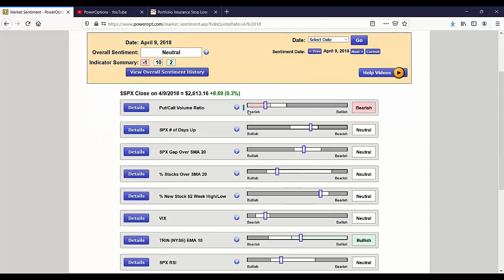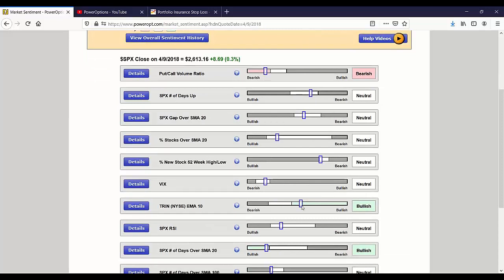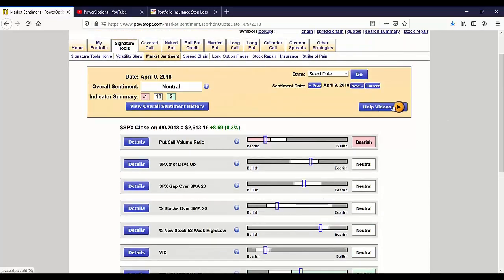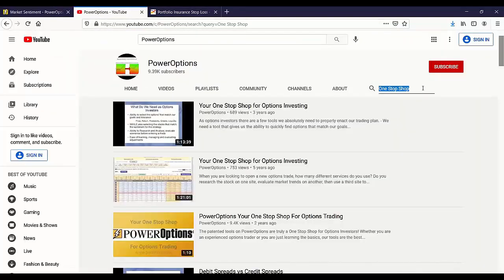And Robert, that's why these 3 are reversed, because they are contrarian indicators. That's why the bearish is on the left and the bullish is on the right, because they're contrarian indicators in that sense as well. And of course, there's a brief help video here, but also on YouTube, as we talked about before, there's several reviews fully on the market sentiment tool.